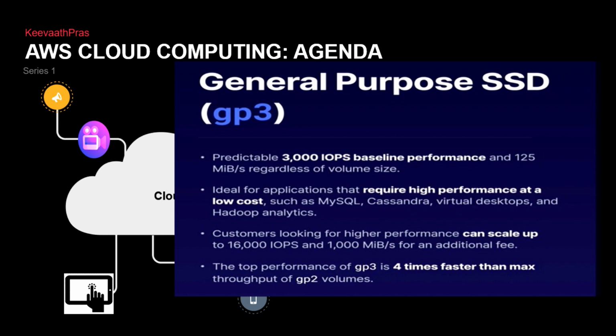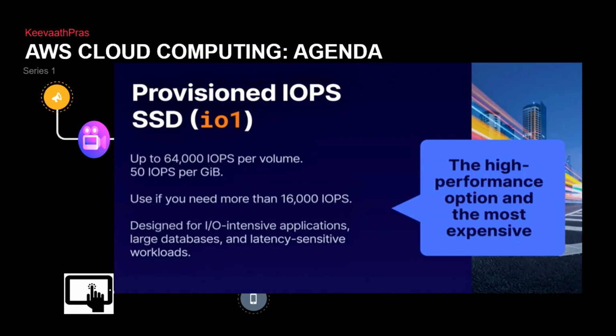Customers looking for higher performance can scale up to 16,000 IOPS and 1,000 megabits per second for an additional fee. The top performance of GP3 is 4 times faster than GP2. That explains why it is for workloads that need higher computing, like Cassandra, big data, Hadoop. So these are the things here. Now the GP family is over.